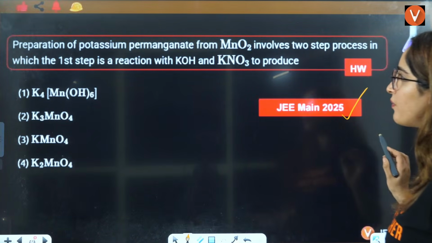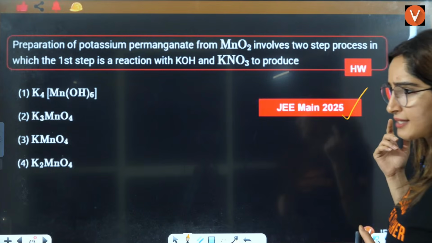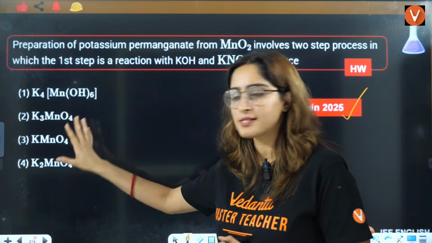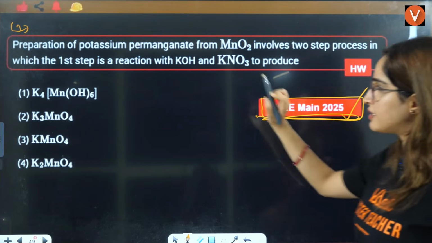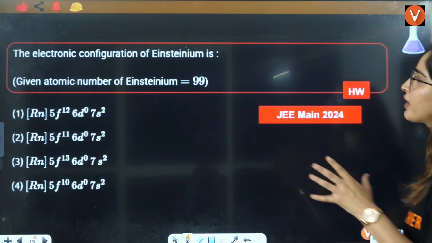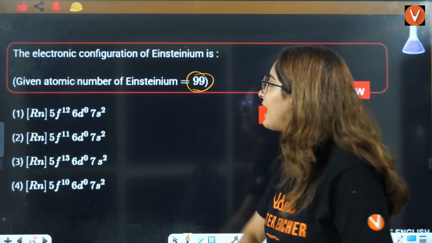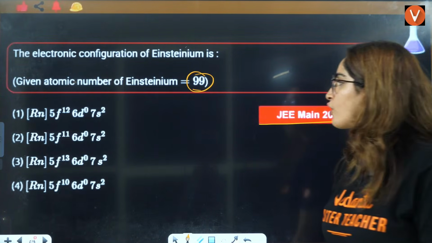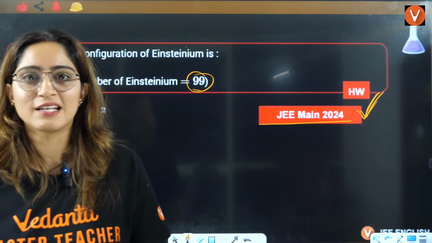So this is the first homework: preparation of potassium permanganate from MnO₂ involves 2 steps. Yes, that is the homework. The first step is the reaction with KOH and this to produce which of the following? That is the first question. That is a JEE 2025 question. Second is the electronic configuration of Einsteinium, that is atomic number 99, what is it? That is a JEE 2024 question. Okay, everybody, got it? Yes. Okay, Abhijit, focus on class 11th for now.